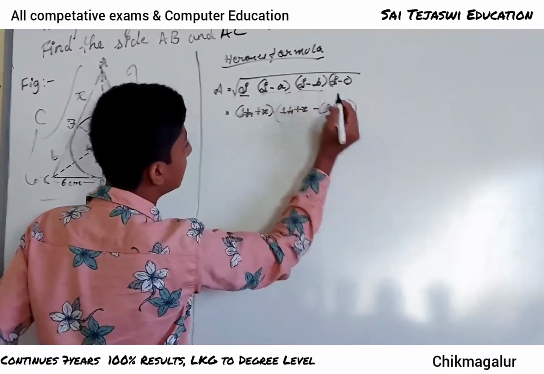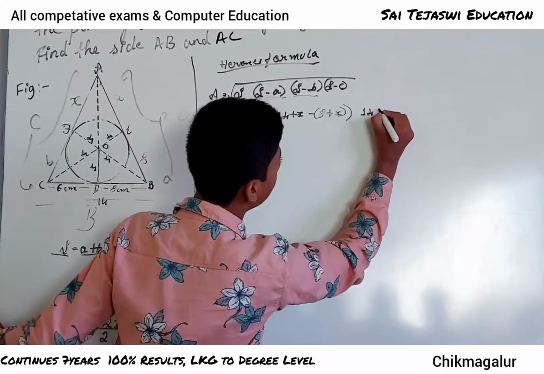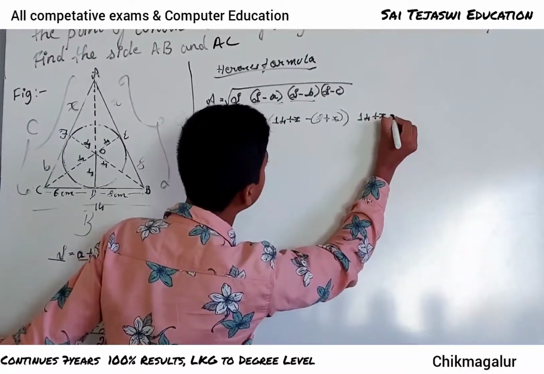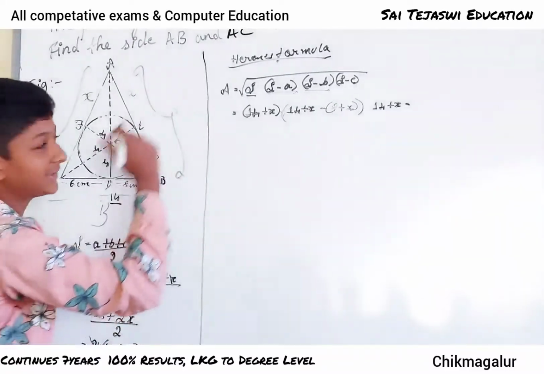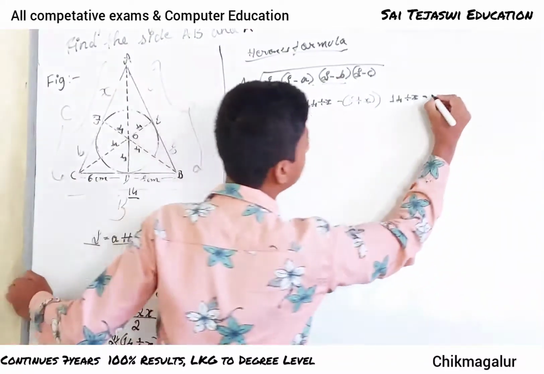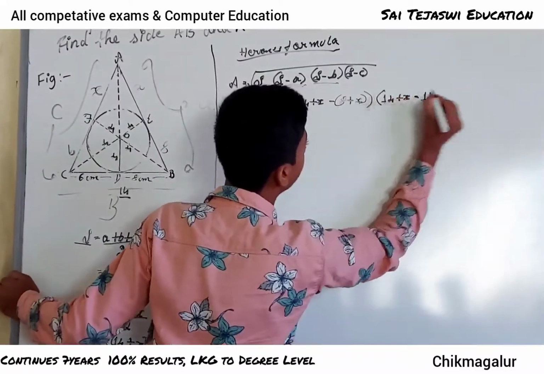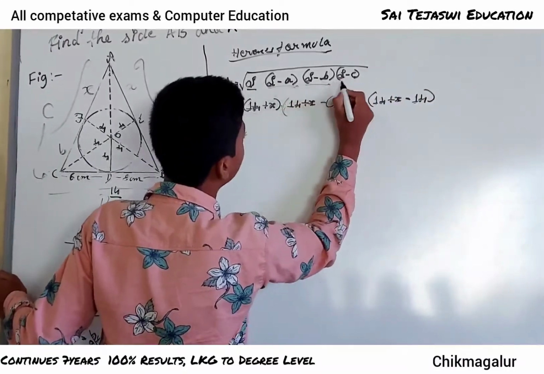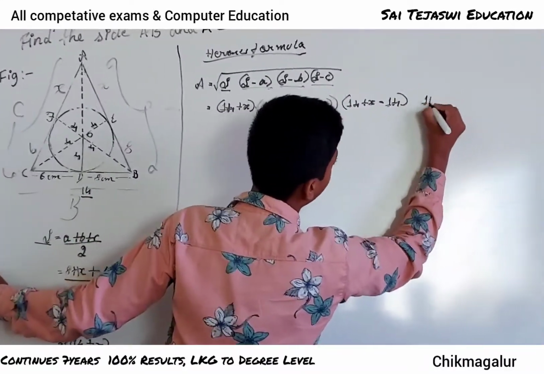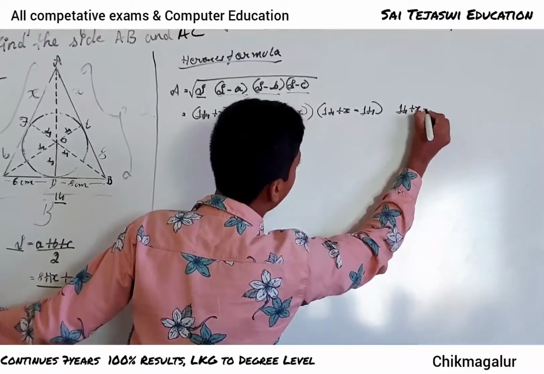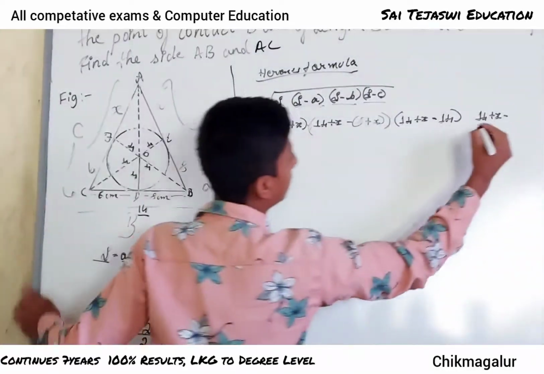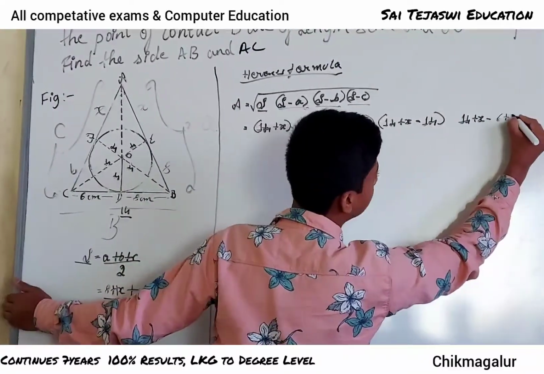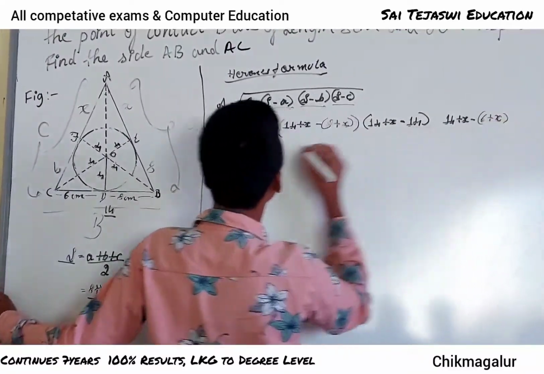Again we take S minus B, which is 14 plus x, the S value, minus the B value. The B value is 14. As it is a single term, we take it as it is, not in a bracket. And again we have S minus C. The value of S is 14 plus x, minus the value of C, which is 6 plus x. Again it's two terms, so we should apply brackets to this, all under the square root.